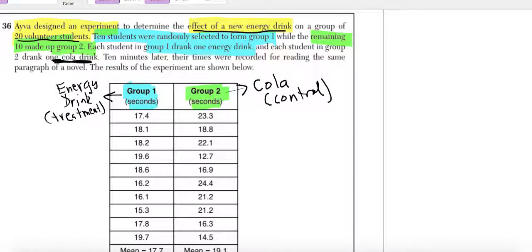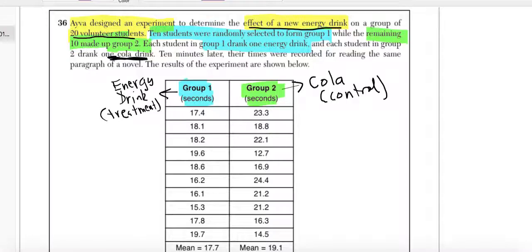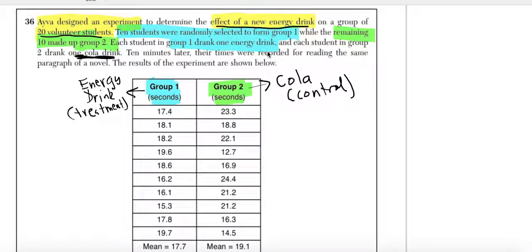All right, so each student in group 2 drank a cola drink. 10 minutes later, back to yellow, their times were recorded for reading the same paragraph of a novel. It's very important that it's the same paragraph, guys, because if it was a different paragraph, then that's not fair, because someone could be reading different material and it could take different times to read different materials, right? So they all had 10 minutes to read the same paragraph, and the results of their times were recorded.